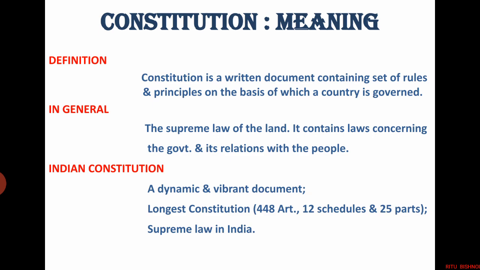The original Indian Constitution is handwritten and also the lengthiest constitution in the world. Originally, it consisted of 395 articles arranged under 22 parts and 8 schedules. Today, after many amendments, it has 448 articles, 12 schedules, and 25 parts. The Constitution of India is the supreme law of the land.